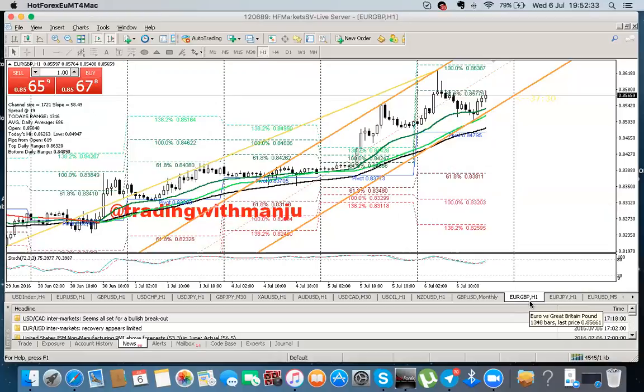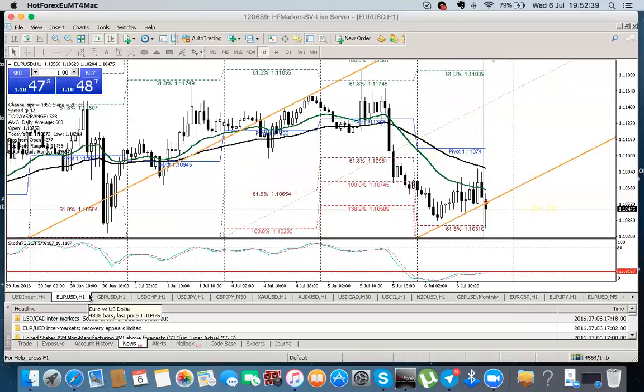Yeah. Can you go back on your Euro USD, please? Yep. So from here now, you always wait for the price to go to the pivot point to enter the sell. Sorry? So to enter a sell, you are waiting for the price to go roughly around the pivot point.